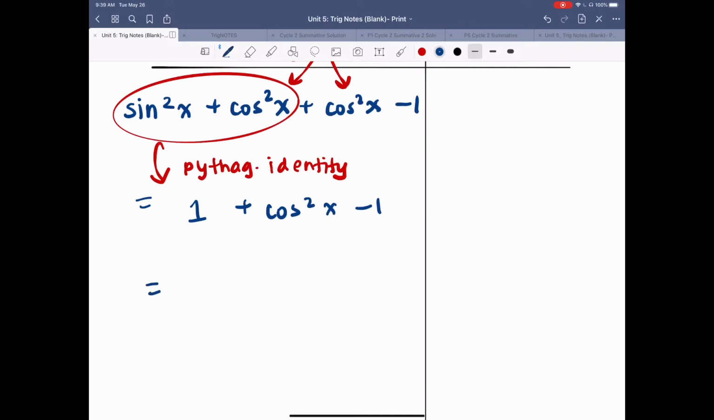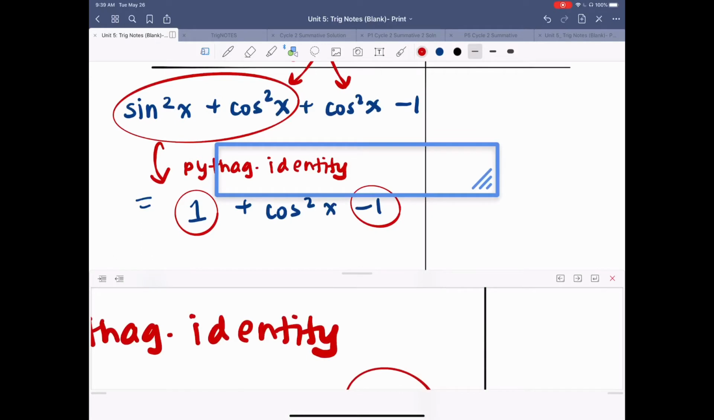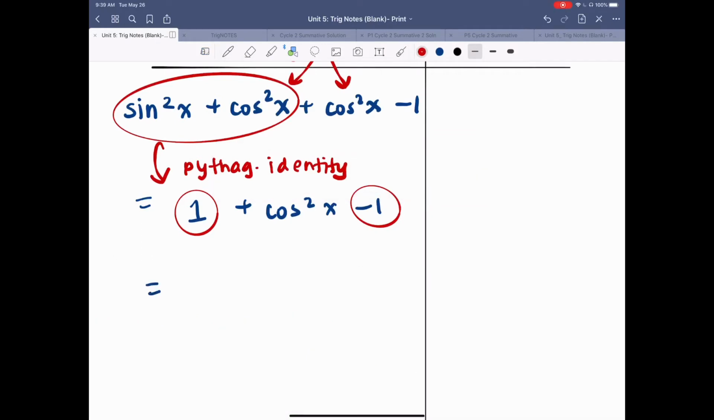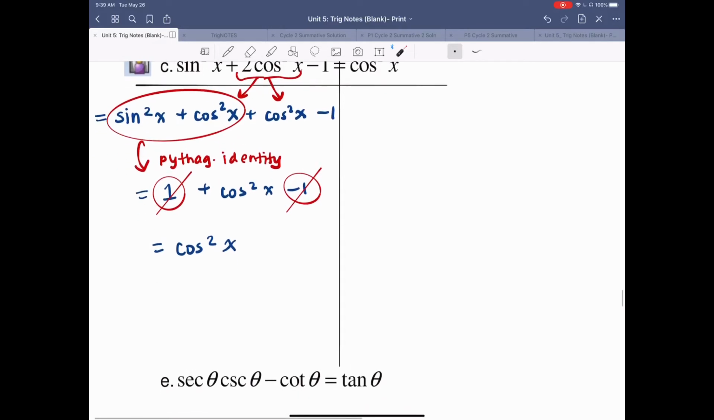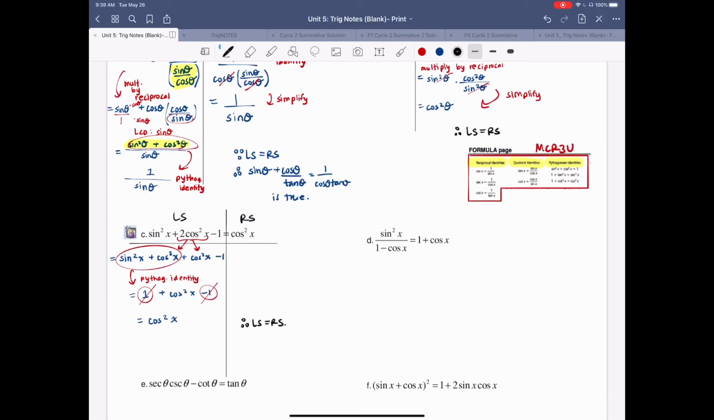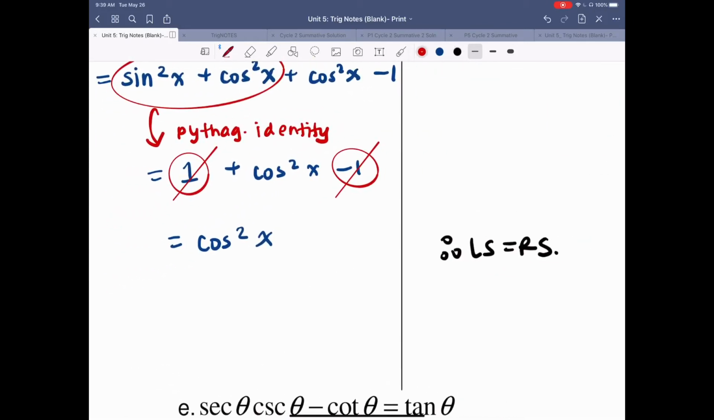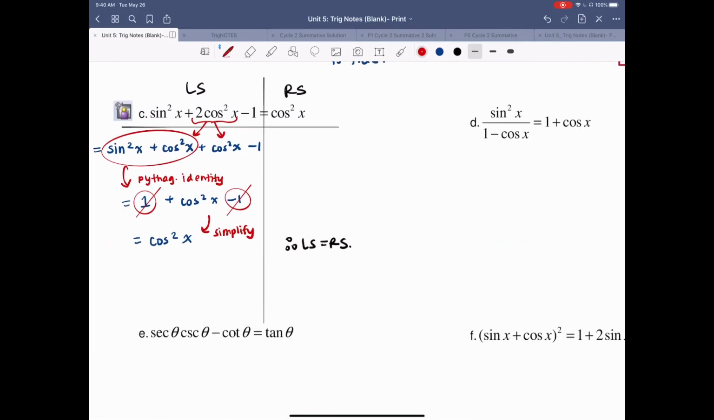I notice that I have 1 and minus 1, and I can collect those, making sure I grab that sign in front of the number. And so I have just cos squared x. So when I compare the left side and right side, I notice that left side equals right side. And just in case, I'll add that I just simplified, if I do, in fact, have to explain every step.